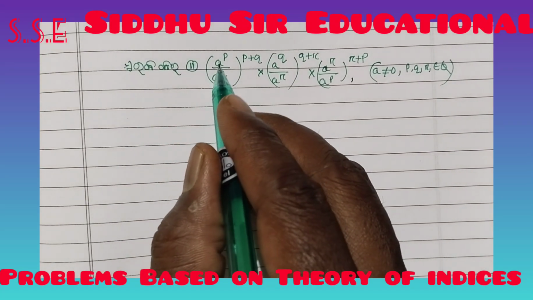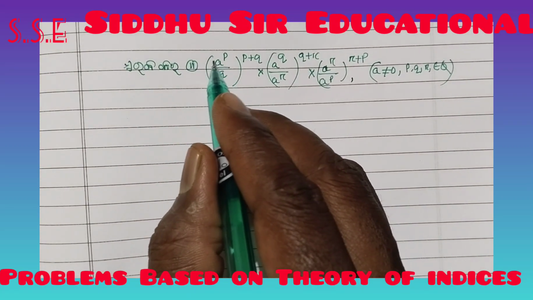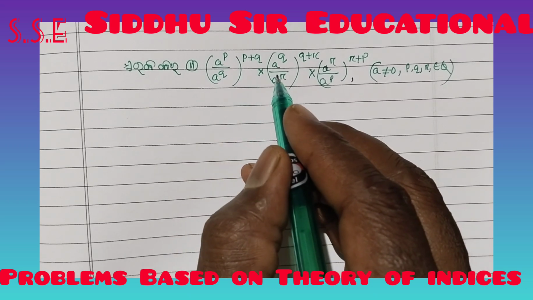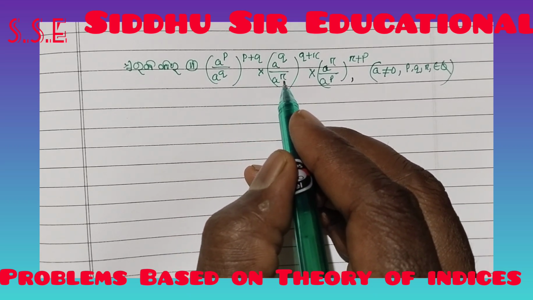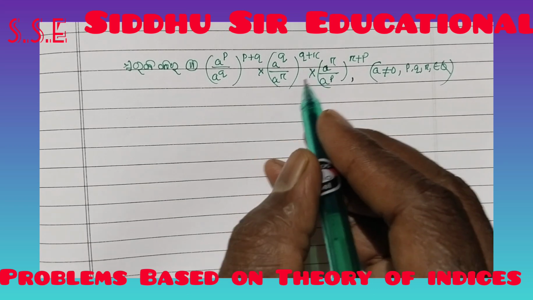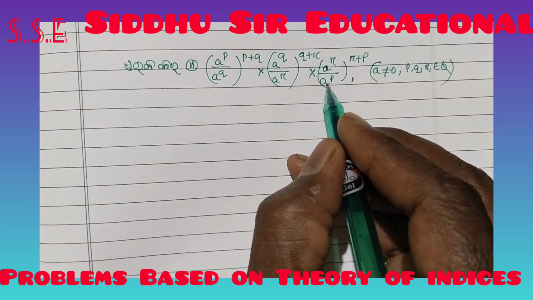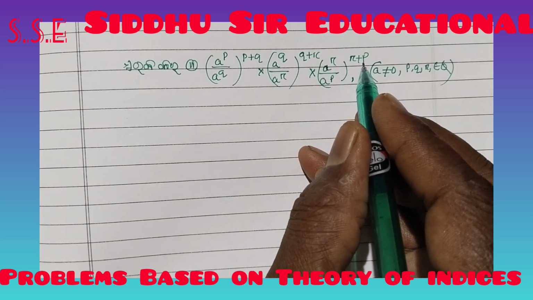Another question: (a^p / a^q)^(p+q) × (a^q / a^r)^(q+r) × (a^r / a^p)^(r+p).